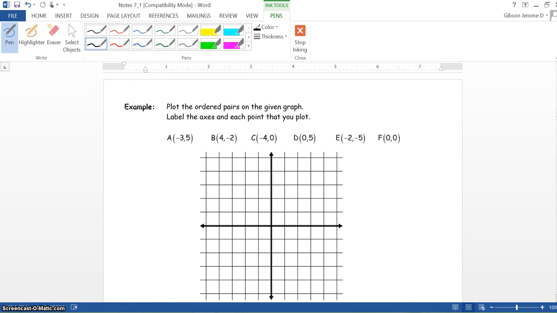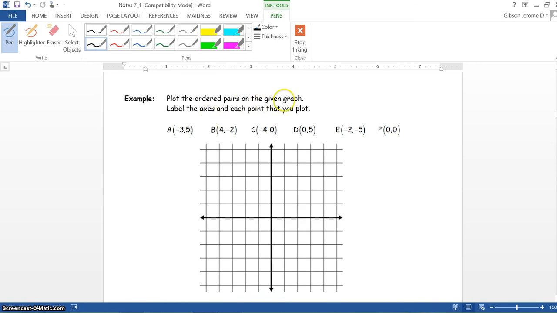Now we have this example. It says plot the ordered pairs on a given graph. Label the axis and each point that you plot. First of all, we need to label the x and y axis. Remember, this horizontal line is your x-axis. This vertical line is considered to be your y-axis. And then now we can plot our points. We know that this is the origin where they meet. So now let's plot our points here.